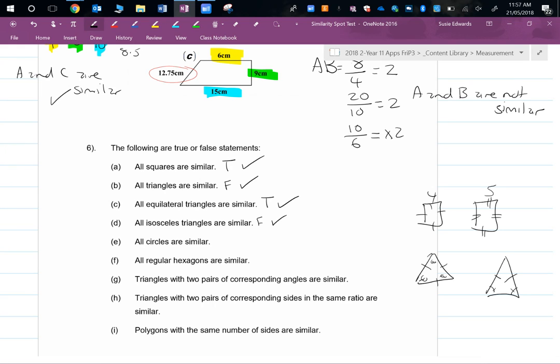All circles are similar. All right, Bryce, can you move somewhere up the back corner possibly? I've asked you a number of times to stop talking. Move.